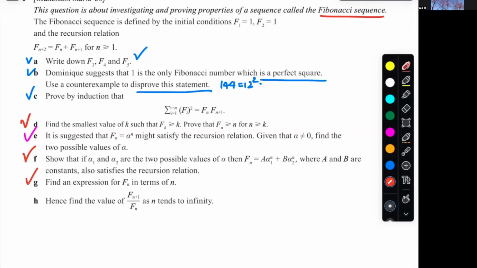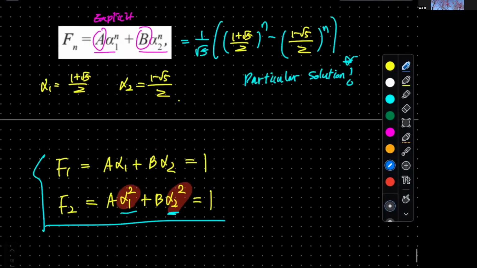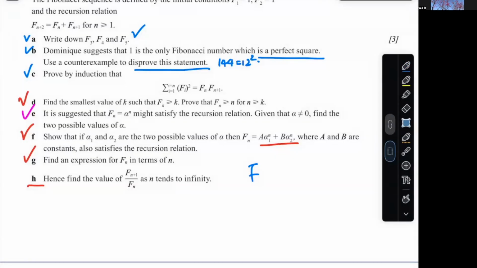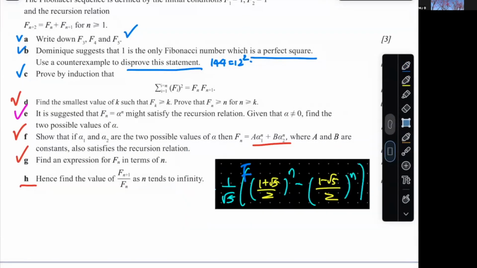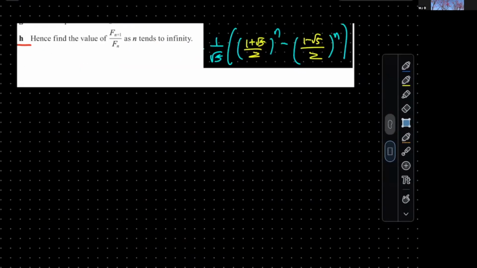So how would you do H? I want everyone to please attempt it using the particular solution of the Fibonacci sequence, which we just got. If I show you again, it was this that was the particular solution. Please try H. Let me know once you get the value. What you can do is use this form right away. Oh, very good. Yes, that's the correct answer. Really well done.